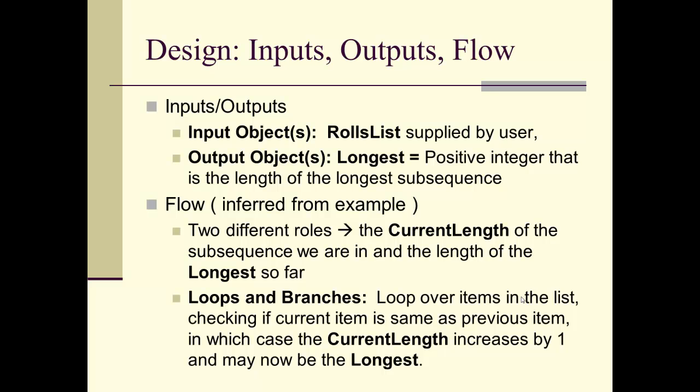Now, let's look at our inputs and our outputs for this procedure. Our input is a rows list. Our output is going to be the length of the longest constant subsequence. We're going to give the name longest.